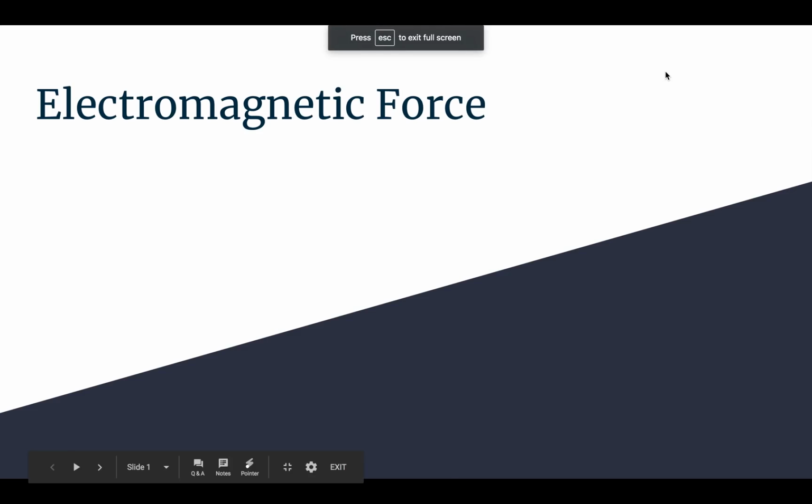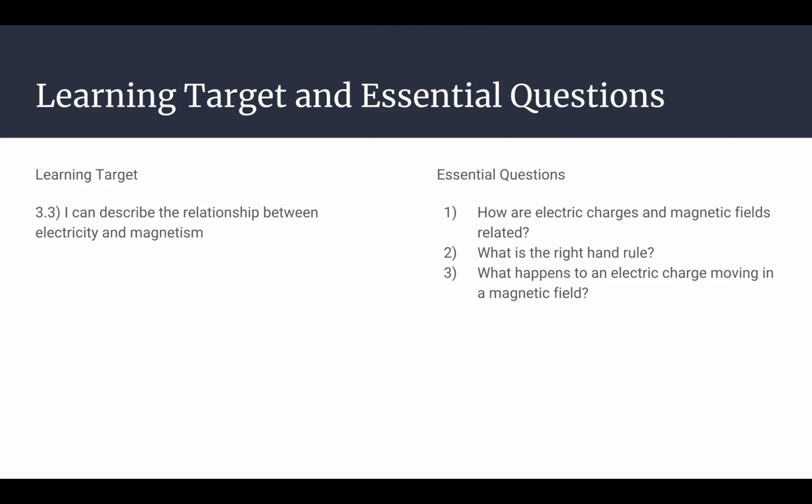In this video, we're going to talk about electromagnetic force. Our learning target for this lesson is: I can describe the relationship between electricity and magnetism. Our essential questions are: How are electric charges and magnetic fields related? What is the right-hand rule? And what happens to an electric charge moving in a magnetic field?